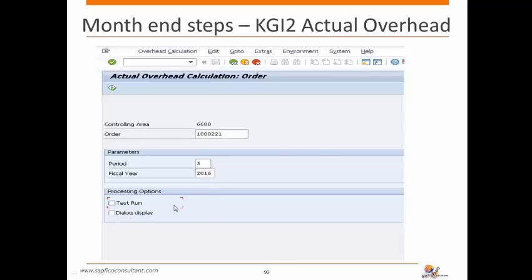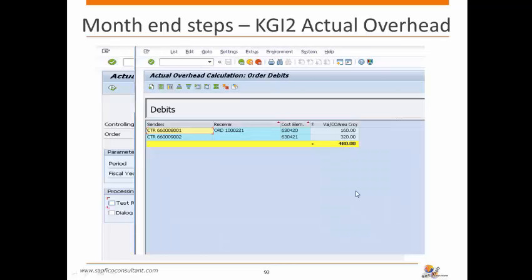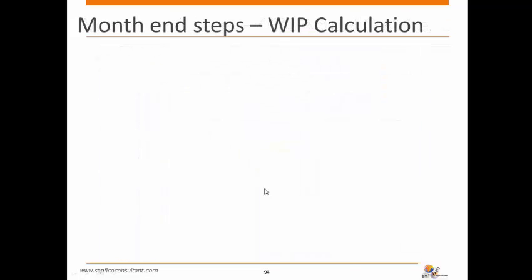It is 5/2016. Remove the test run and click execute. And it has calculated an overhead of 160 and 320. There are two kinds of overheads. One is material and another is production overheads. These two are calculated and updated using this cost element. So 480 is updated on the production order, the process order.